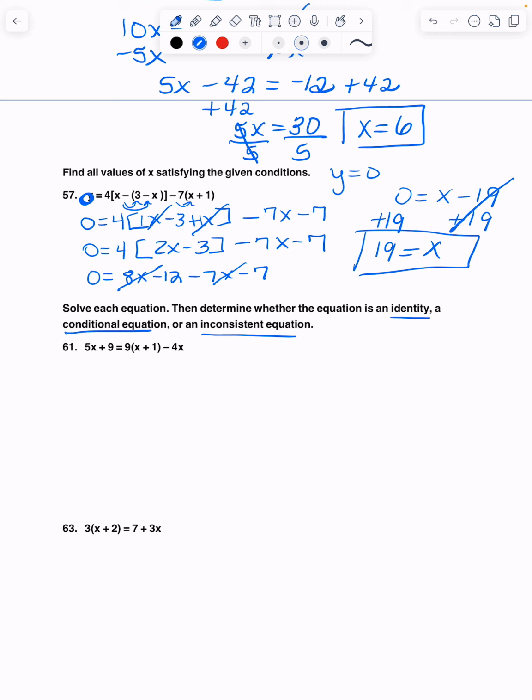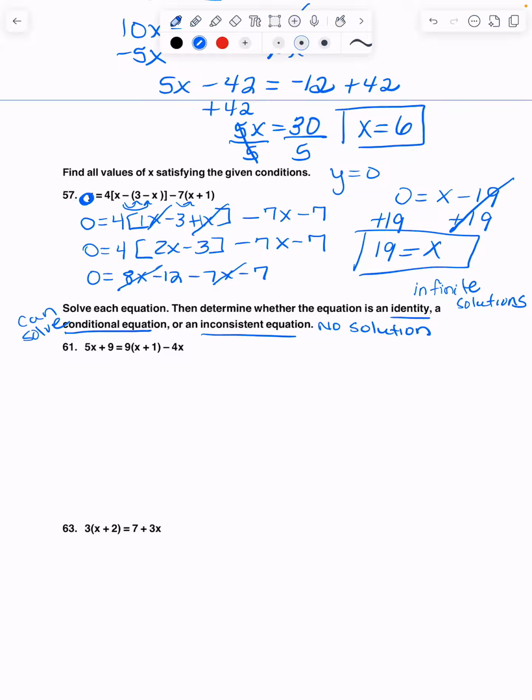An identity equation has an infinite number of solutions. An inconsistent equation has no solution. And I can solve a conditional equation. It has an answer, and it has 1 or 2 answers. It's not going to have infinite. So all you do to figure out how we classify an equation is try to solve it.